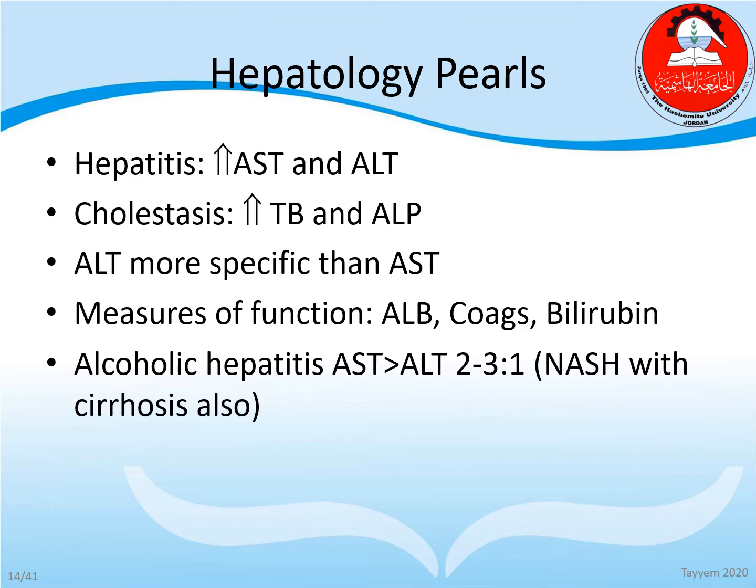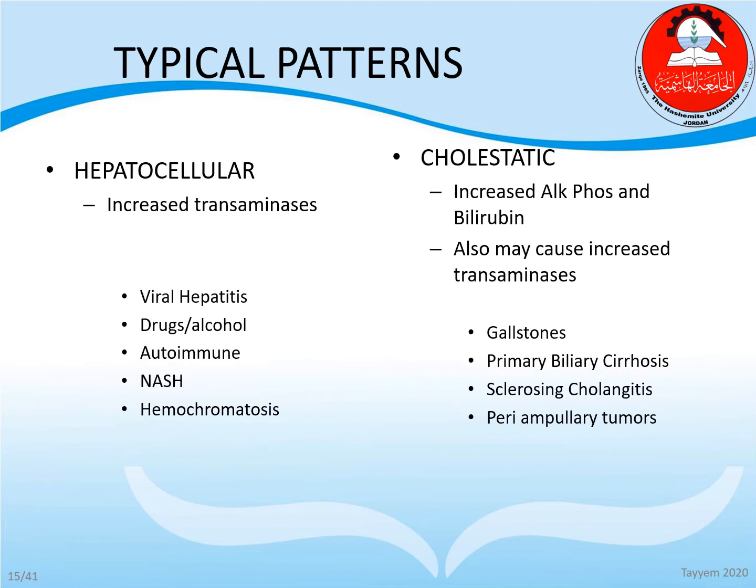The methods to measure the functionality of the liver include albumin, coagulation, and bilirubin. In alcoholic hepatitis, AST is more than ALT by 2 to 3 times the ALT, and that can happen also with non-alcoholic fatty liver disease. When we have hepatocellular pattern of jaundice, the transaminases are usually raised, such as in viral hepatitis, drug-induced hepatitis, alcoholic hepatitis, autoimmune disease, non-alcoholic fatty liver disease, and hemochromatosis.